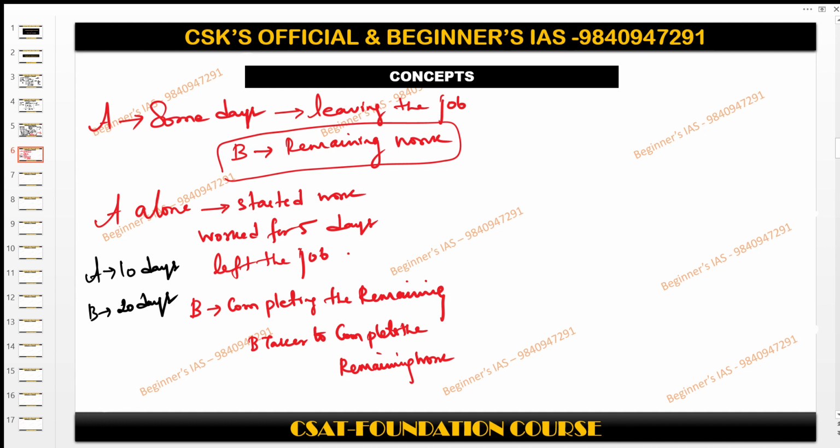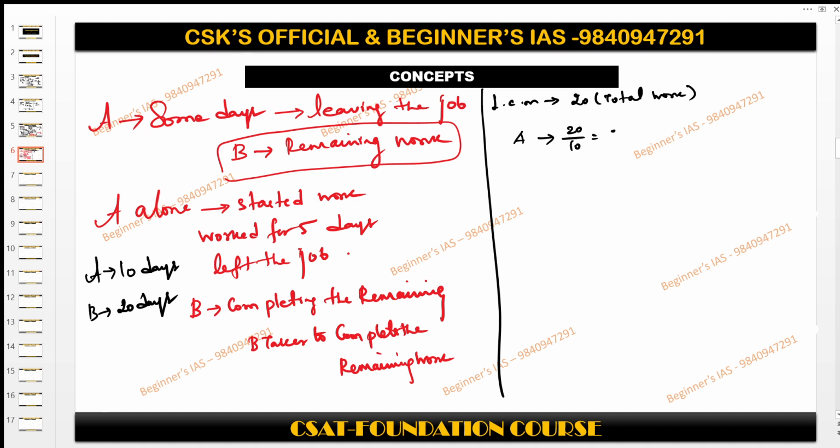So 10 days, sir. Okay, so what is the first step? First step, always remember, you need to take the LCM. LCM is 20. So this is the total work. This much work done means the work is getting completed. The next step is finding out the capacity. A's capacity is 20 by 10, making 2 chairs per day, or else 2 toys per day. B is having the capacity of making only 1 chair per day.